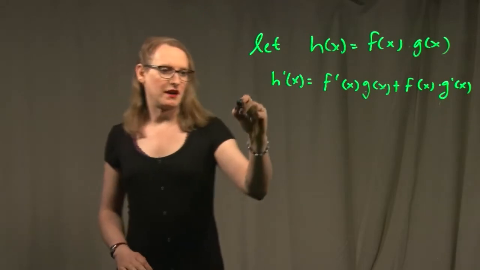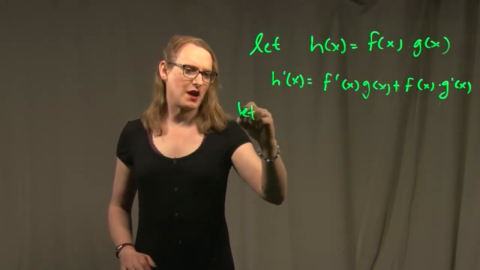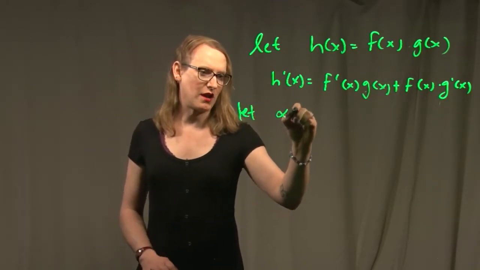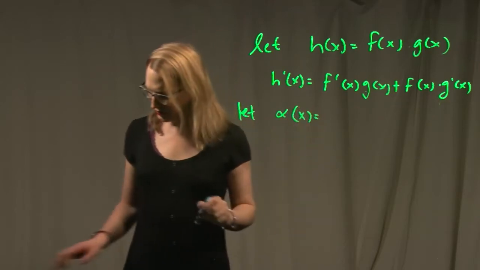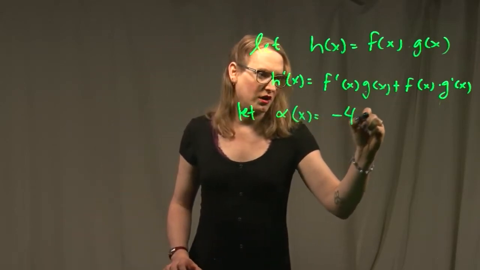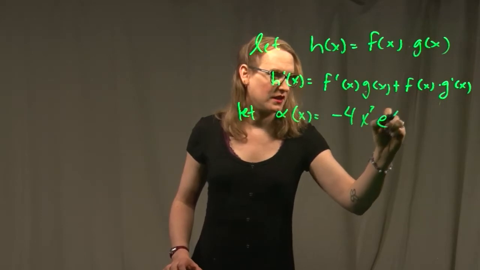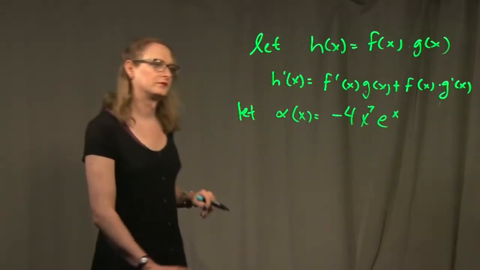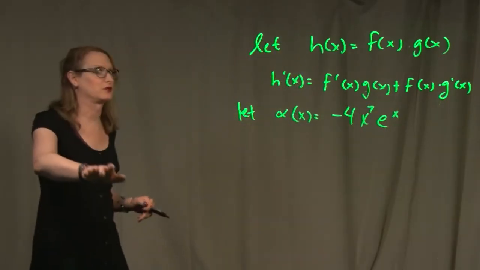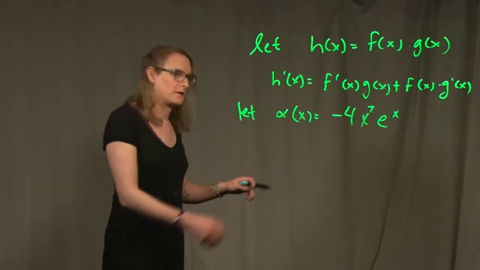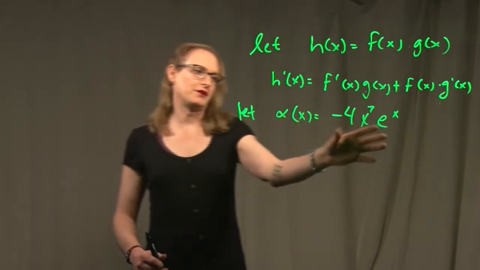So let's let, now I'm going to use a Greek letter here, alpha of x be equal to minus 4 x to the 7 times e to the x. Approach with a new function, right? A new function appears. And I'm going, how do I take the derivative of this thing?